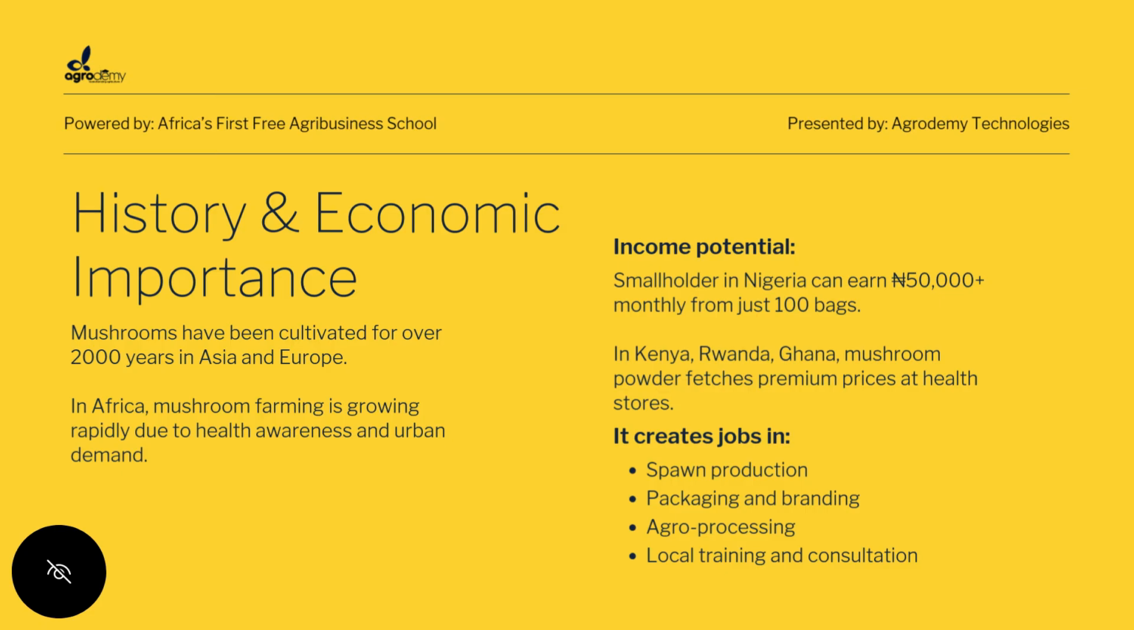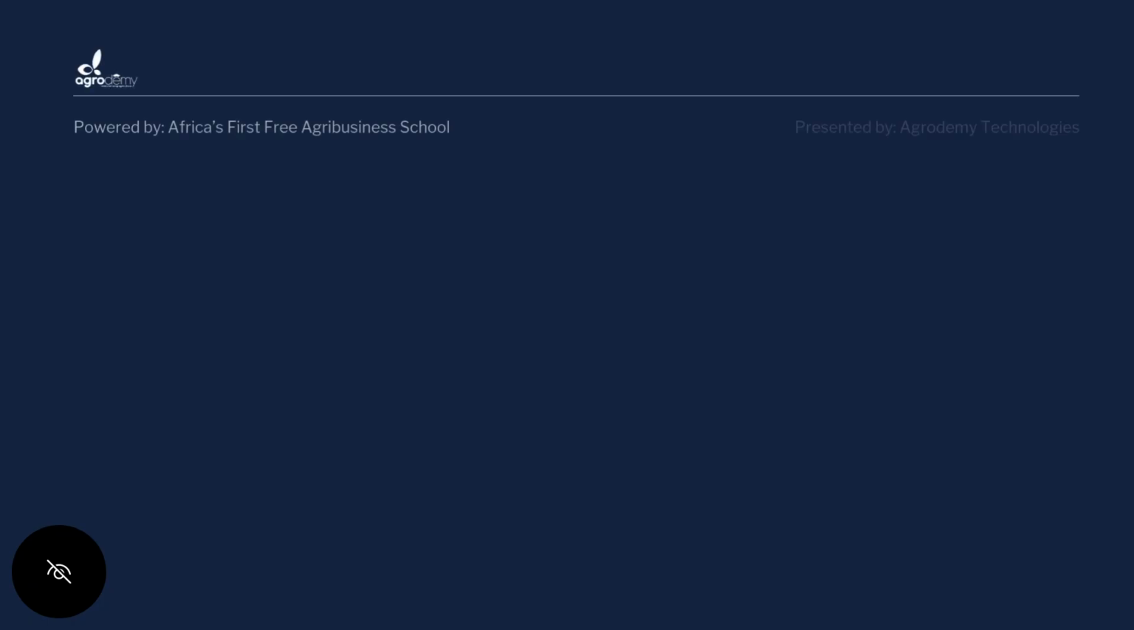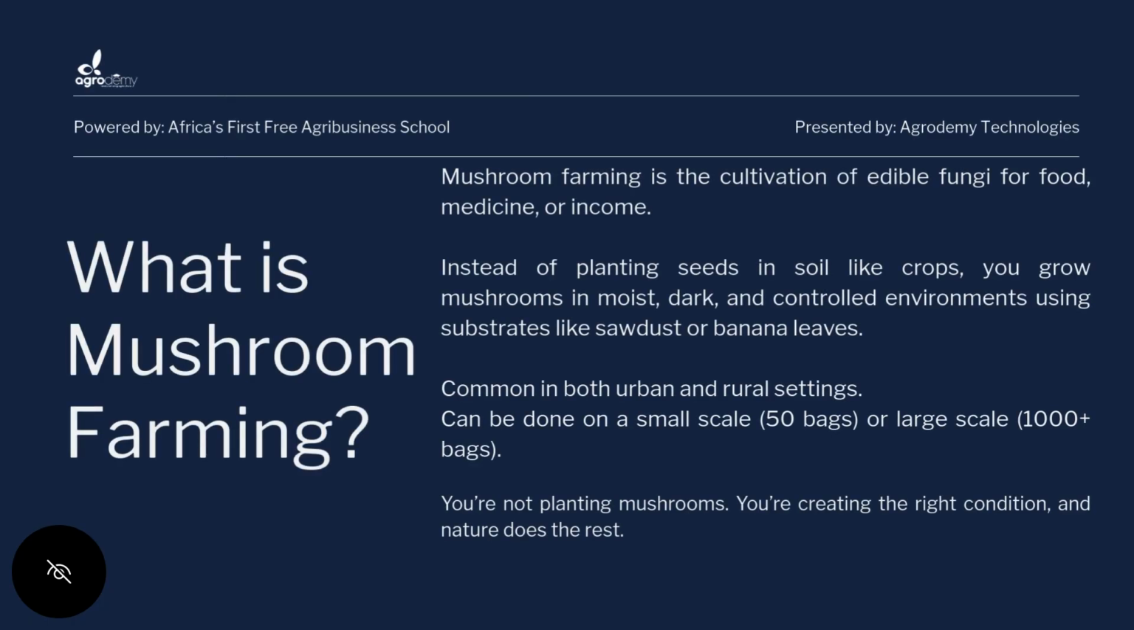Honestly, I like to say that there's a lot of earning potential in mushroom farming. Smallholder mushroom farmers earn between 50,000 to 100,000 on a monthly basis by even just selling to people around them. Then in Kenya, Rwanda, Ghana, the mushroom powder business makes a lot of money at stores. So there are a lot of businesses in mushroom. You can be into spawn production, branding and packaging, agro processing, or even just local training and consultation, and you get to even earn money by being a local trainer on Agrodemy.